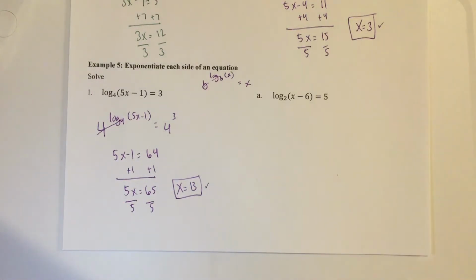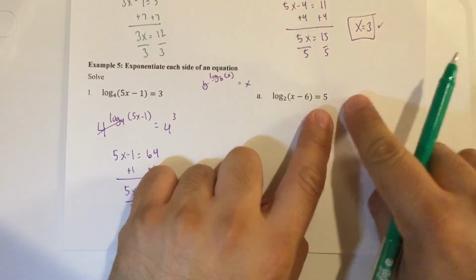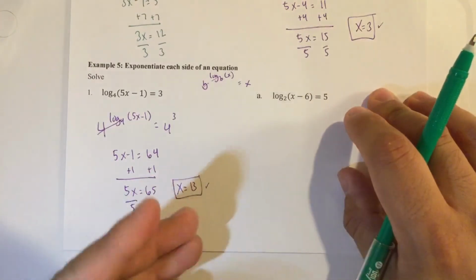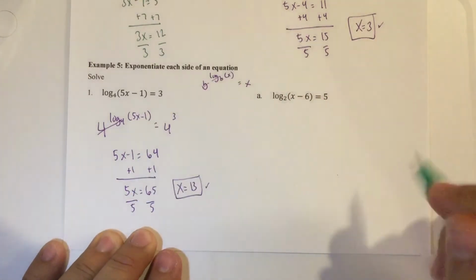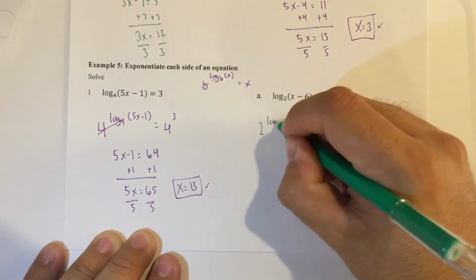All right, let me try the next one. So the same thing, we have a logarithm that equals a constant, so I just can't add log base 2 there. So I'm going to exponentiate it by adding the same base. The logarithm has a base 2. That is what I will use for both of them.